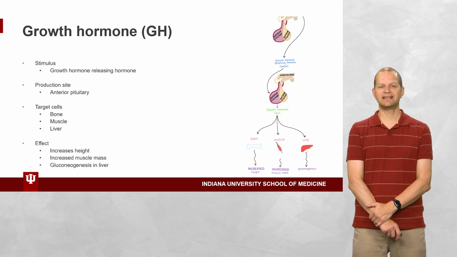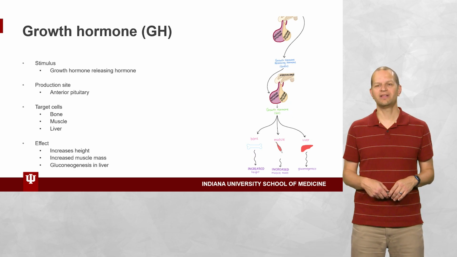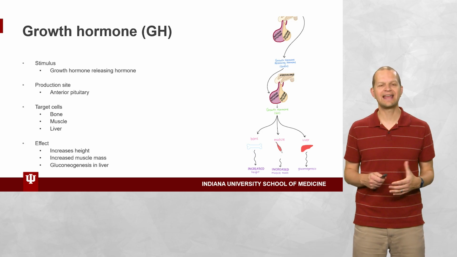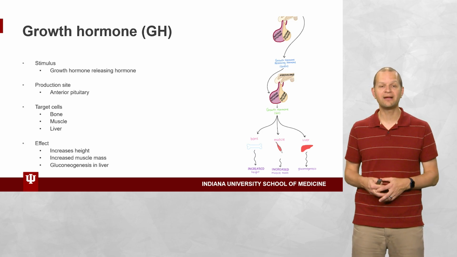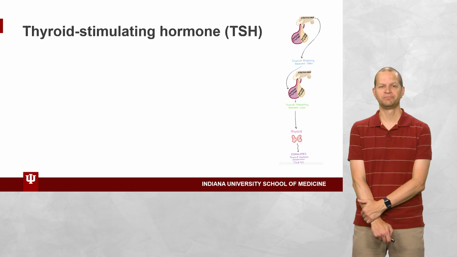And ultimately what this does, this causes you to increase your height, increase muscle mass, as well as cause something called gluconeogenesis in the liver. Basically what that is, we take other compounds and we use them to form sugar. Okay, so it's the formation of new sugar.